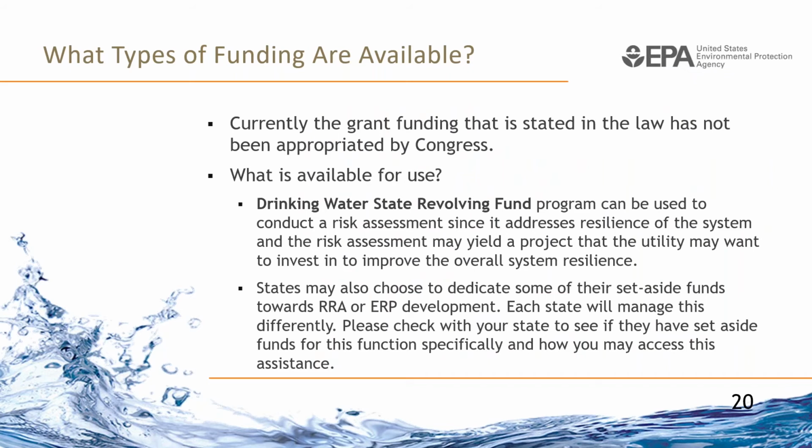The grant funding that is stated in the law has not yet been appropriated by Congress. So what funds are available for use? Water systems can access funding through the Drinking Water State Revolving Fund program. These funds can be used to conduct a risk assessment since it addresses resilience of the system, and the risk assessment might yield a project that the utility may want to invest in to improve overall systems resilience.